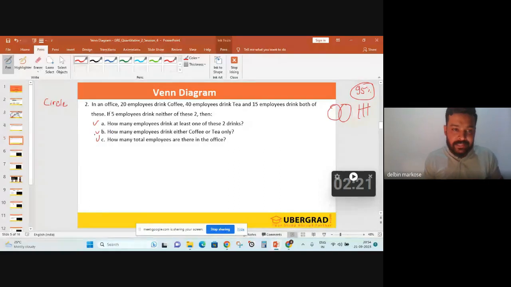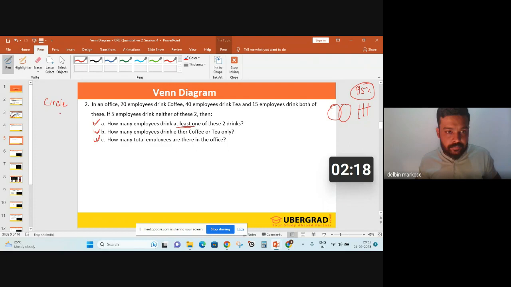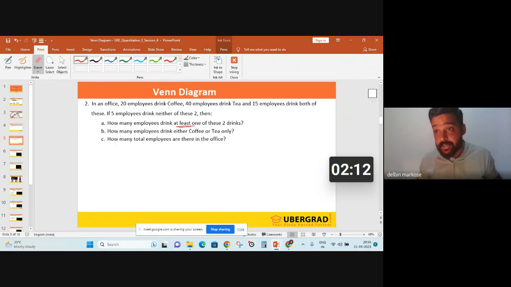Okay, three questions I've given because I just want to show you how the questions can be framed. So at least, at most, all this thing. At least means minimum number. At most means maximum number. Three different questions. Please try to fill it. Try circle approach first, then table structure.